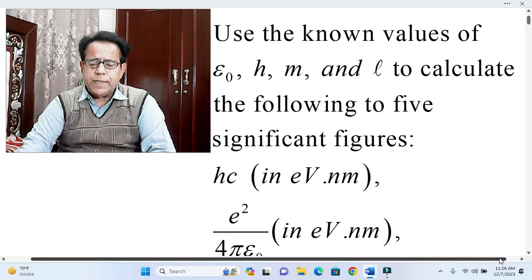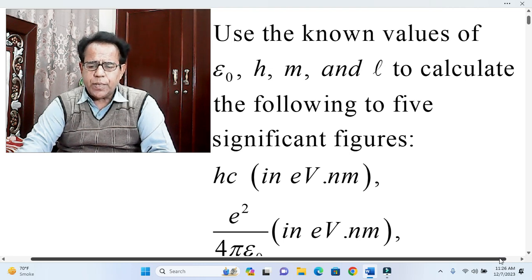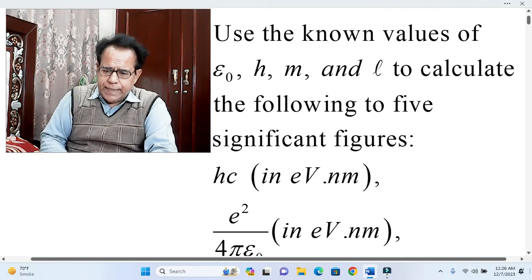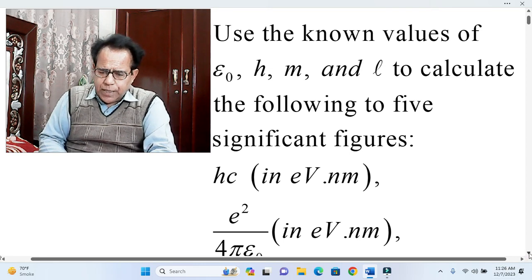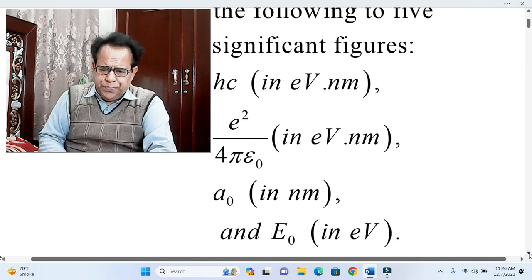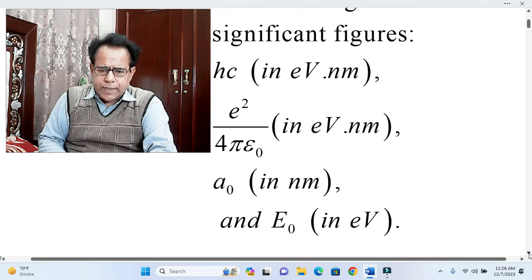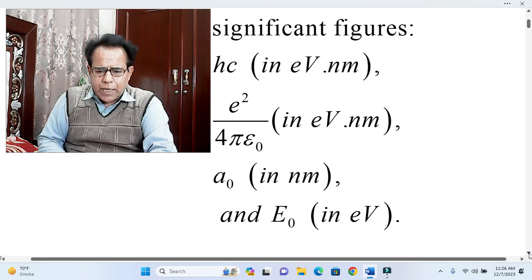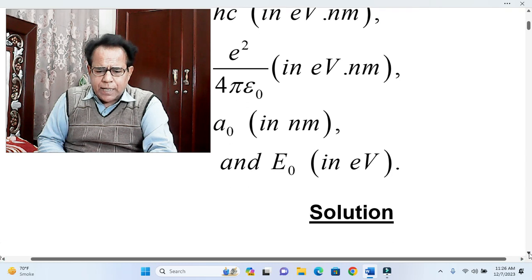Dear students, we have to use these values up to 5 significant figures to confirm the values of hc in electron volt nanometer, e square over 4 pi epsilon naught in electron volt nanometer, a naught the Bohr radius in nanometer, and E naught in electron volt.